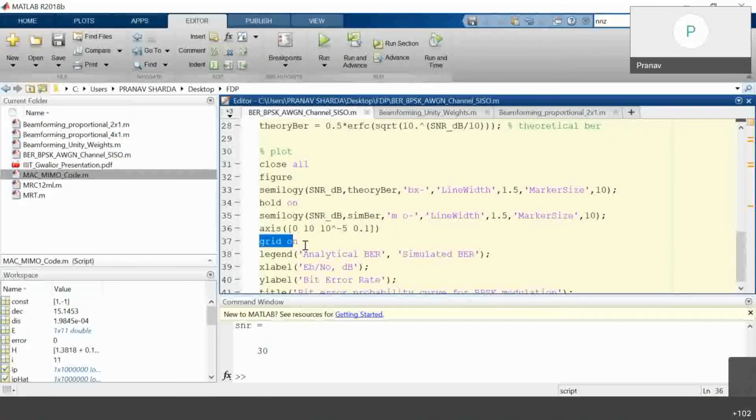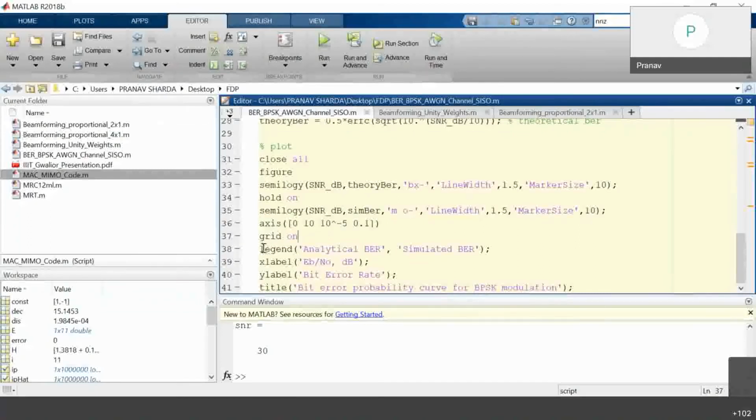And to observe the grids in the figure, we have written this command grid on. We have given a legend also: analytical BER, simulated BER. The x label would be a certain label on the x-axis. We have Eb/N0 here, which is basically SNR. It has to be SNR here. Okay, SNR in dB, and the y label is the BER. So we are observing a plot of BER versus SNR, right? So let me run it.